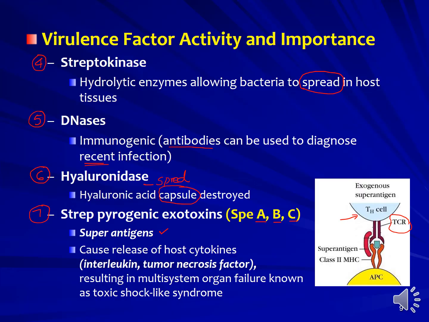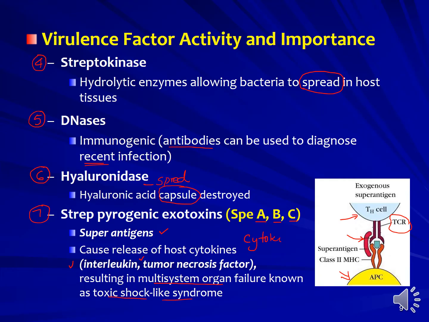Usually any antigen will be presented to the T lymphocyte through the T cell receptors. But in this particular case, they will be presented from the lateral side, not through the TCR. Laterally they will be presented through the MHC class 2 molecules on the APC and are responsible for release of a large number of cytokines like interleukin and tumor necrosis factor, which results in multi-system organ failure known as toxic shock like syndrome, or sometimes also known as cytokine storm.